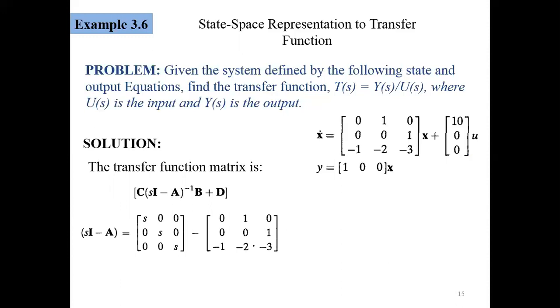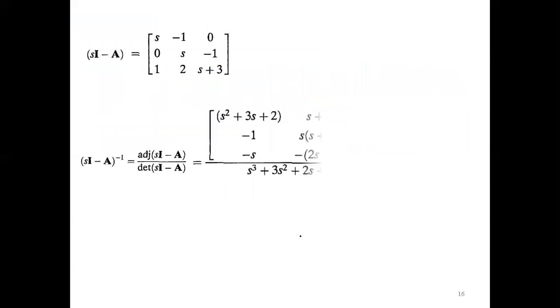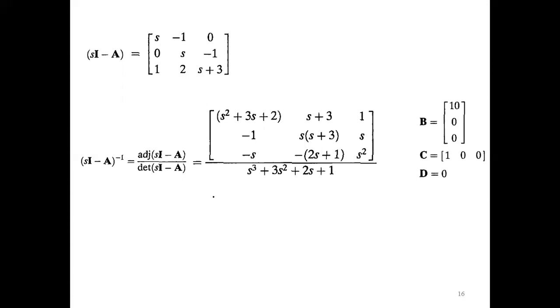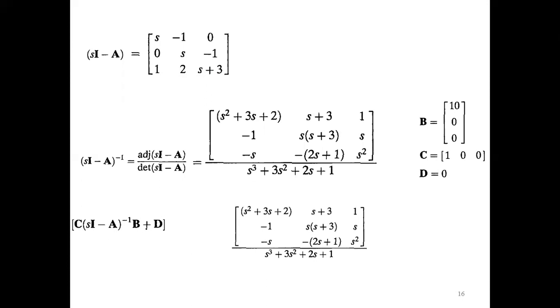This is sI minus A. This will be multiplied with C and B. First we will take the inverse: the adjoint of this matrix over the determinant of this. So we have solved this inverse. This is the B matrix, C and D. We multiply with the C and B terms.